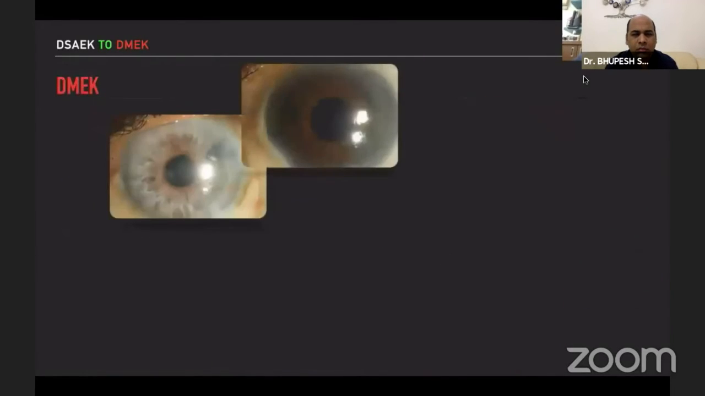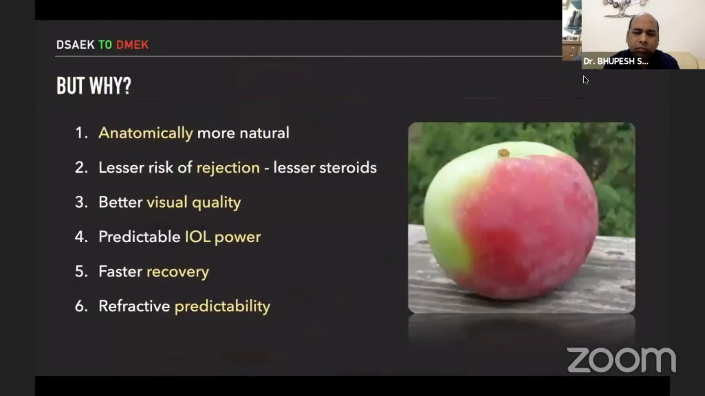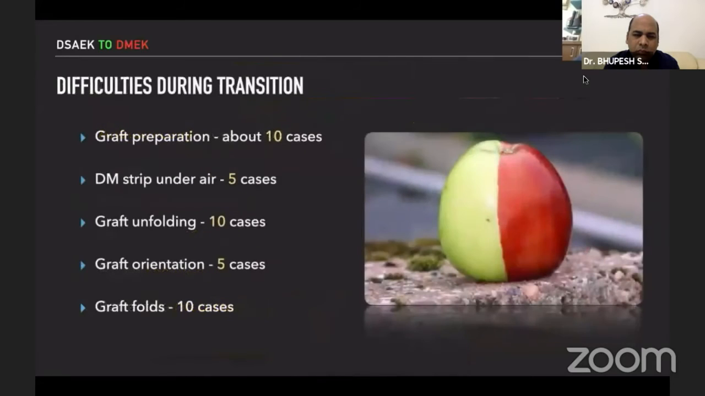So when you compare how DMEK does according to DSAEK, you will see that DMEK is a superior surgery as compared to DSAEK from the point of view of patient outcomes. There are several reasons why it is so, because it is anatomically more natural. There's lesser risk of rejection, so you can use lesser steroids, better visual quality, more predictable IOL power, faster recovery, and greater refractive predictability as well.